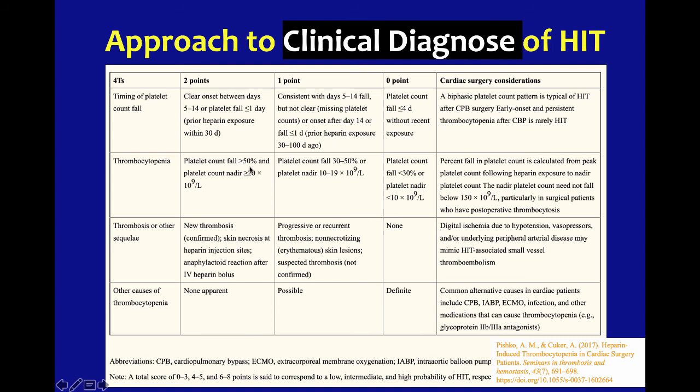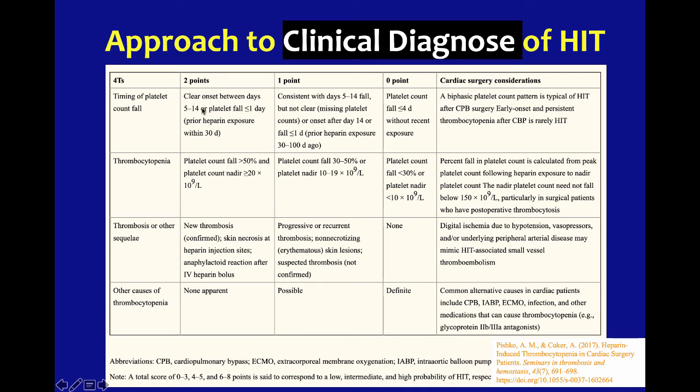Thrombocytopenia, if it falls greater than 50%, so you actually quantify that drop in platelet count. Thrombosis, if there's new thrombosis or skin necrosis at heparin injection sites, or if there's an anaphylactoid reaction after an IV heparin bolus, all of these things would factor in. If you rule out all other causes of thrombocytopenia, that adds more points.